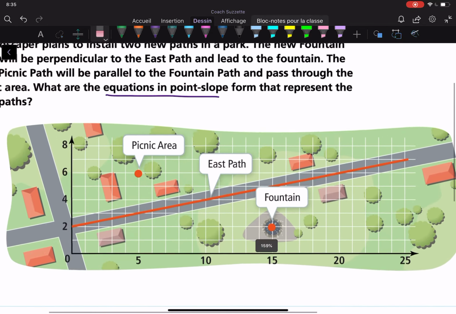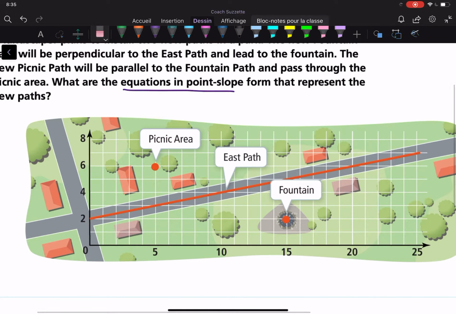Well, if we can just determine 2 points that are on this orange line here, we can find the slope. Okay, it looks like at this point, (0, 2), we can see that is a solution to the equation. What's another one? How about this one? This is at (5, 3).